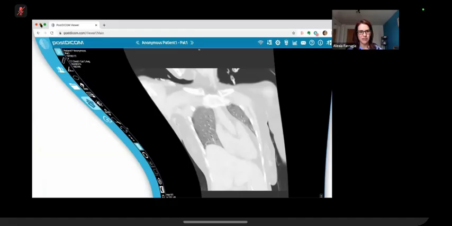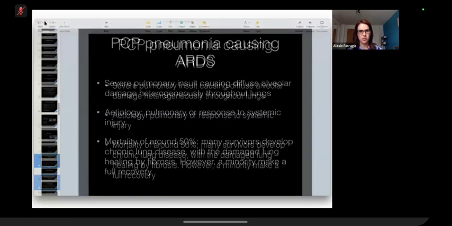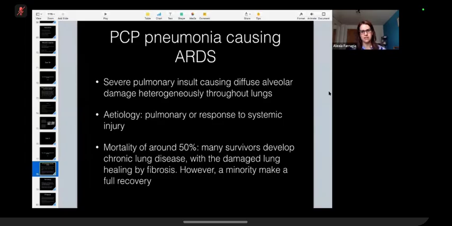Let's go back to the presentation. So this was PCP pneumonia causing ARDS. In these patients, there's a severe pulmonary insult, in this case infection in an immunosuppressed lady, causing diffuse alveolar damage heterogeneously throughout the lungs. The etiology can be pulmonary, or it can be a response to a systemic injury. In this case, it's a response to infection.